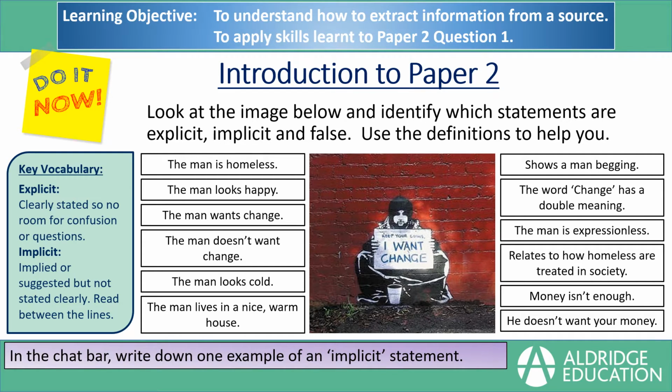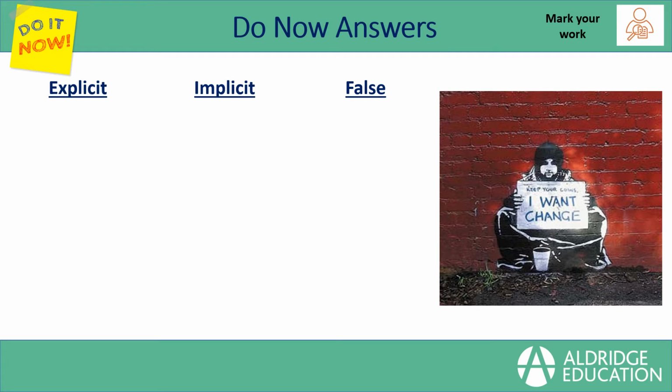Okay, so in the chat bar I want you to give me one example from that list of statements that's an implicit statement. So in the chat bar, write down one example of an implicit statement, be able to identify at least one. Okay, so what were the answers?